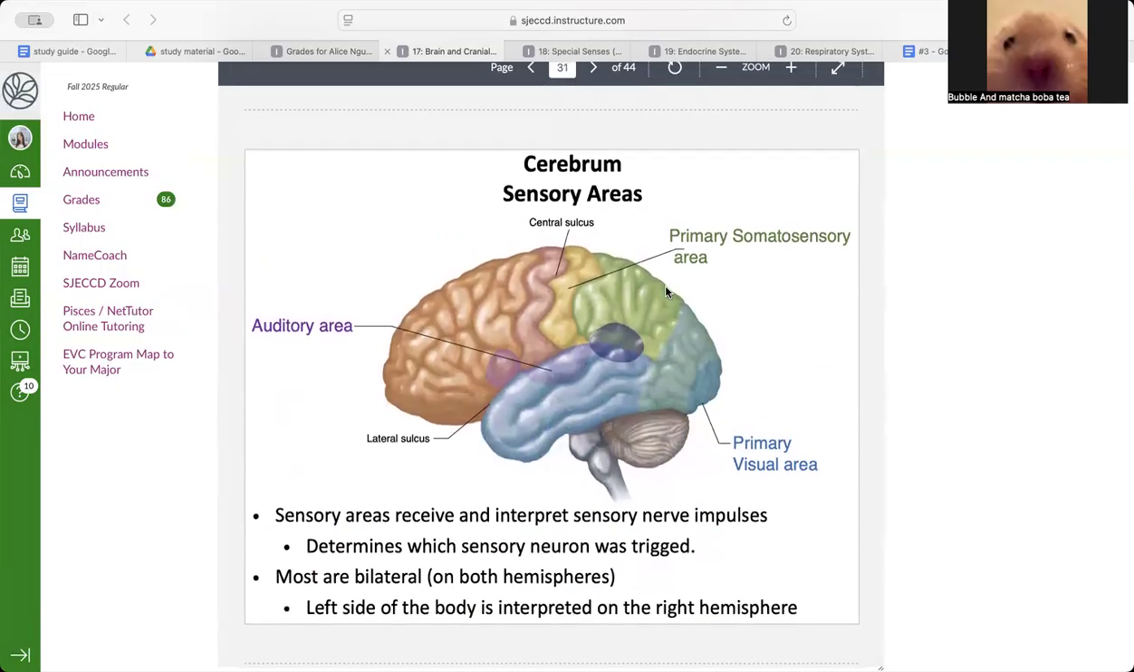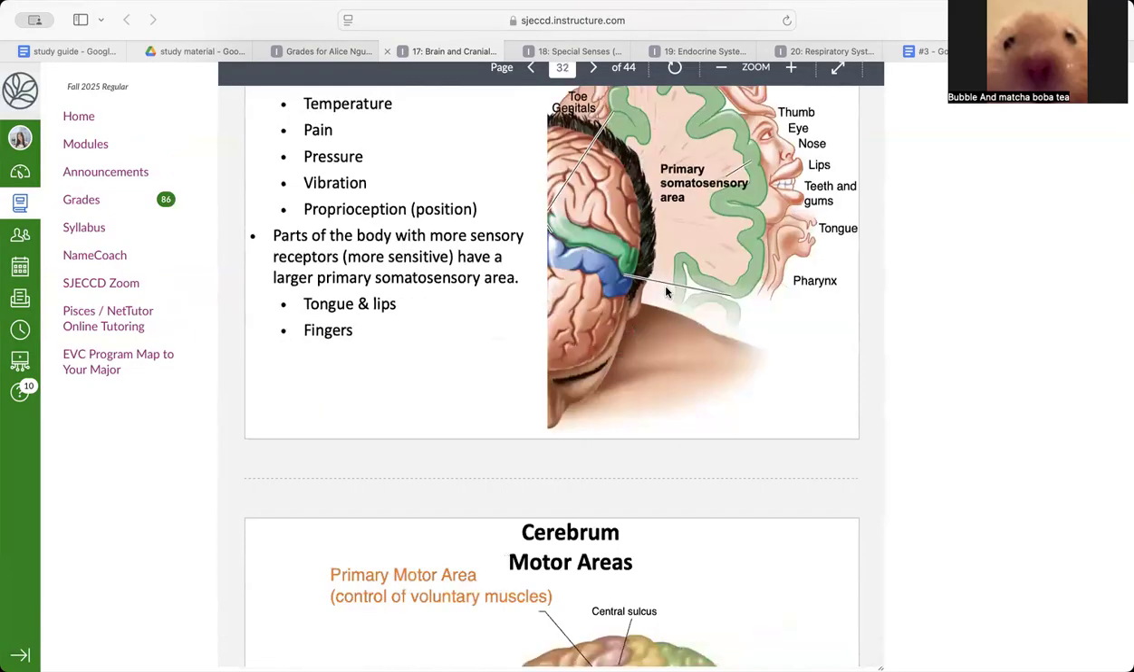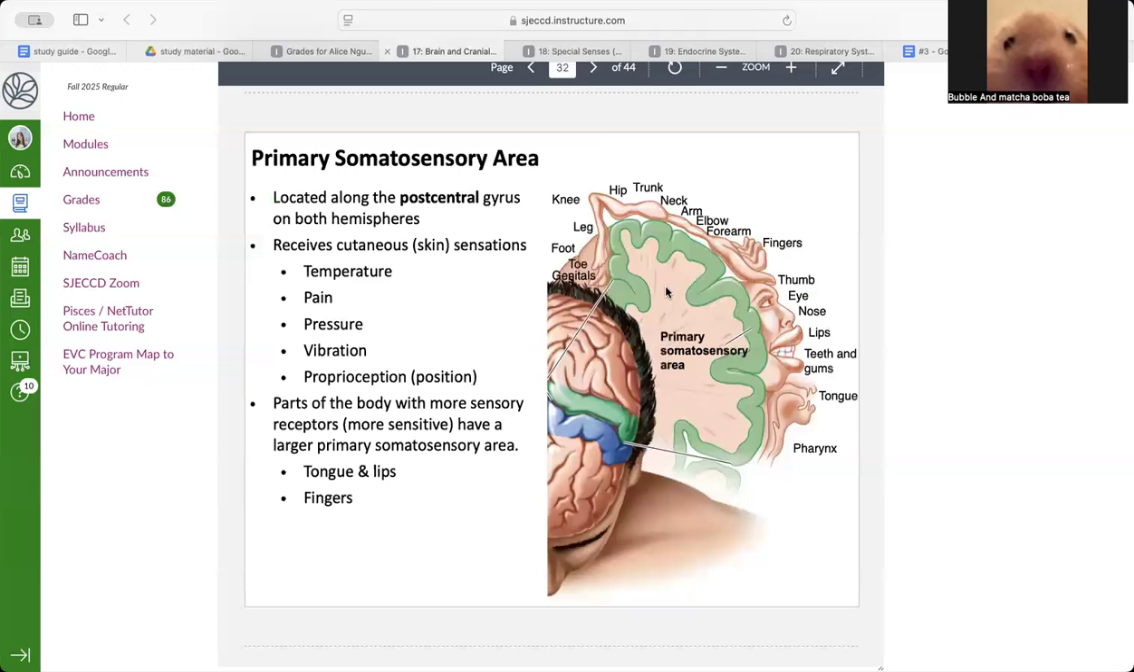Okay, the job of the sensory areas is to receive and interpret sensory nerve impulses. So the primary somatosensory area receives your cutaneous or skin sensation: temperature, pain, pressure, vibration. Proprioception is your body position. And large areas are dedicated to your fingers because you have a lot of sensation in your fingers, so they need to be sensitive. There are a lot of nerve endings in your eyes, your nose, and stuff like that.